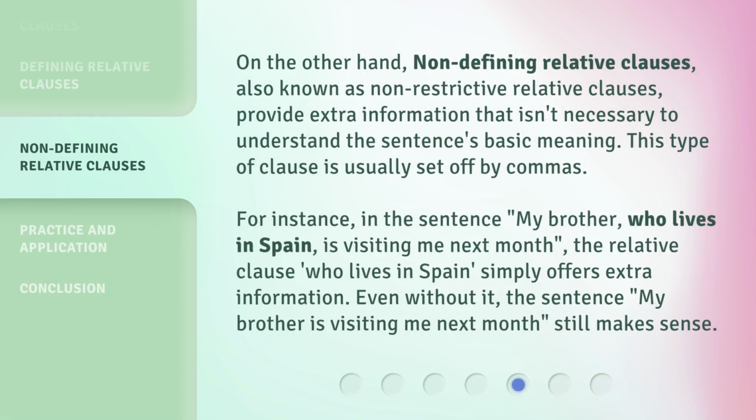On the other hand, non-defining relative clauses, also known as non-restrictive relative clauses, provide extra information that isn't necessary to understand the sentence's basic meaning. This type of clause is usually set off by commas. For instance, in the sentence, "My brother, who lives in Spain, is visiting me next month," the relative clause, "who lives in Spain," simply offers extra information. Even without it, the sentence, "My brother is visiting me next month," still makes sense.